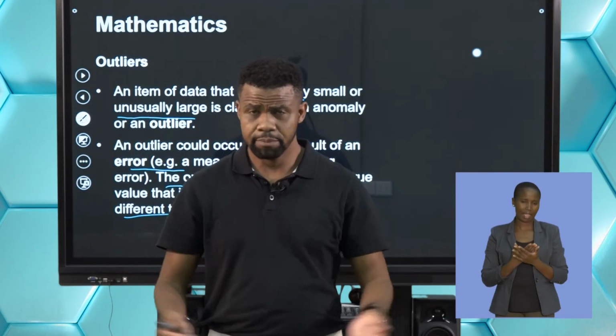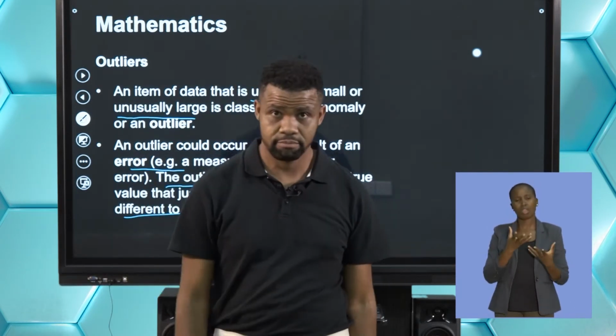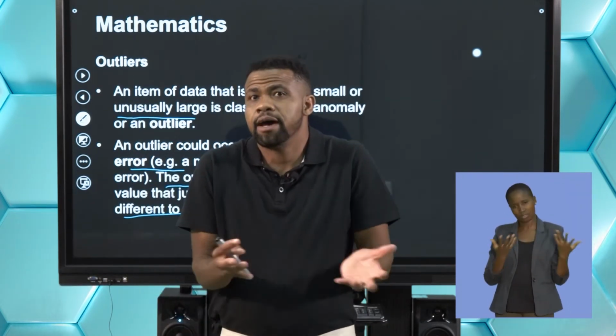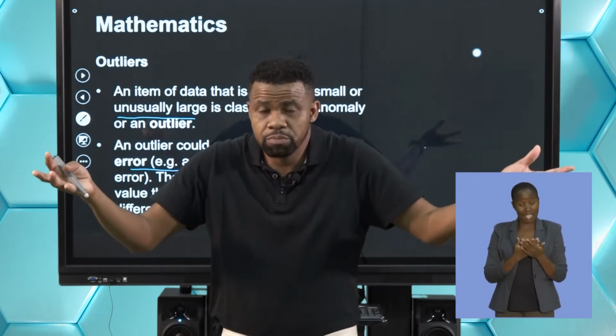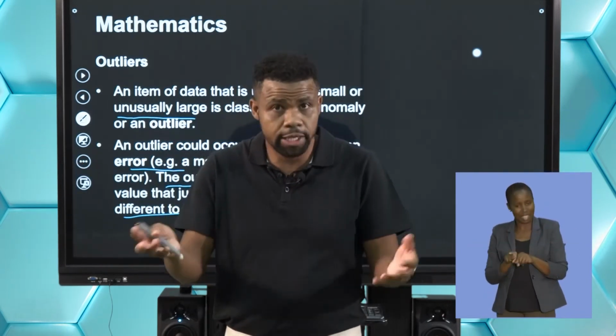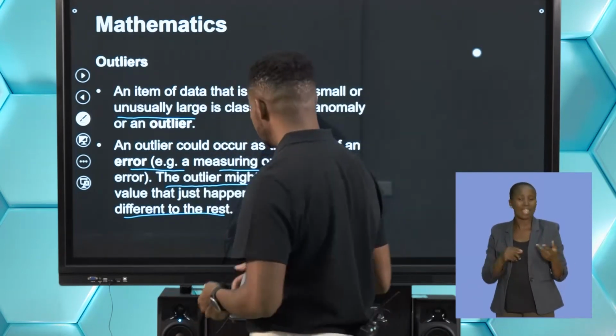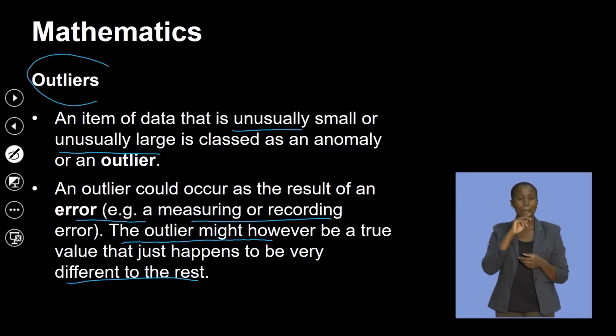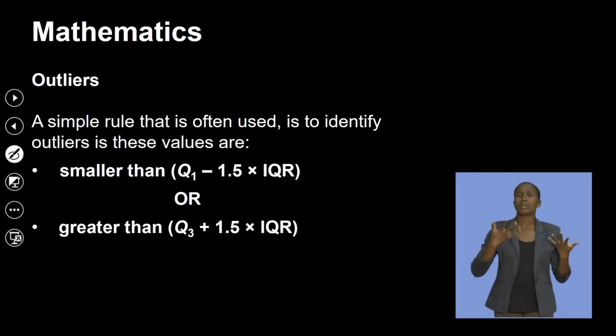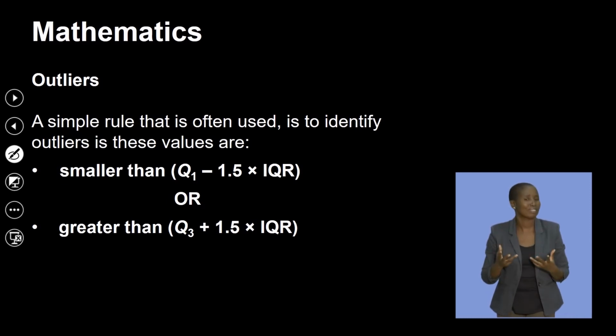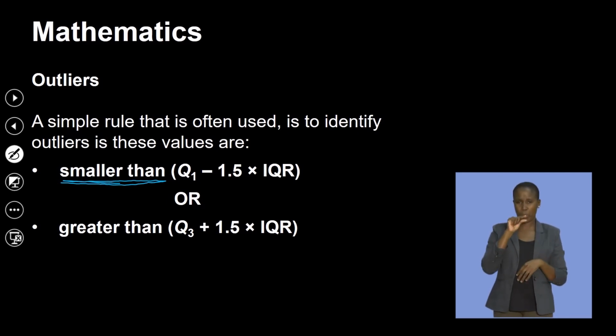You've seen that. There might be a student who is just different from the rest. So it could be an error, but it could be different from the rest, which is okay, but it's an outlier. But how do we find this outlier from the data? So a simple rule that is often used is to identify outliers using these values. So we're going to find a smaller value using this.